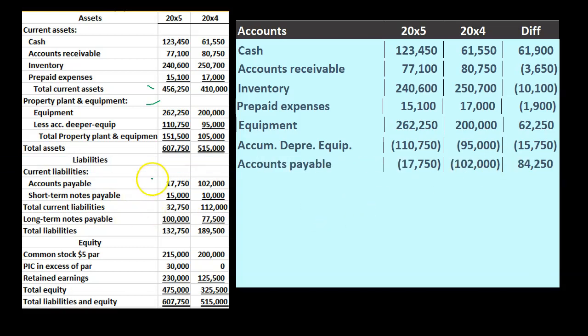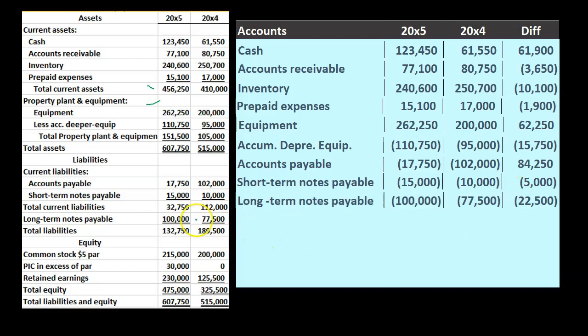And then we've got the accounts payable. So same thing, these are liabilities now. So it started at 102,000 and then it ended at 17,750. So that's a decrease. So it decreased in the debit direction. 84,250 went down in this case. Then we've got the short-term payable, started at 10,000, went up to 15, increase with a credit of 5,000. And then we have the long-term, started at 77.5, increased to 100,000, increase of 22.5.